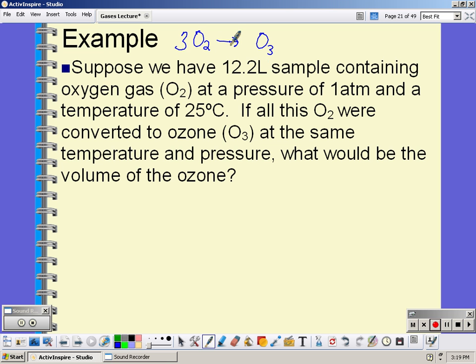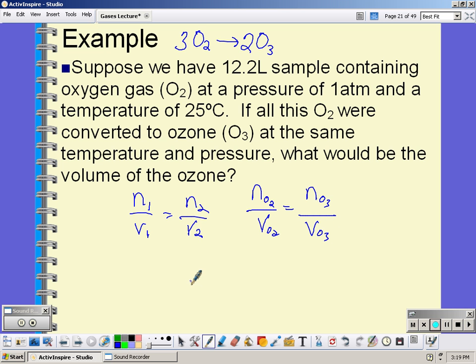n1 over V1 equals n2 over V2. So what we could do is, instead of doing 1s and 2s, we could use our molecules. So we could say the moles of O2 compared to the volume of O2 is equal to the moles of ozone over the volume of ozone. So we could say that 3, which is our coefficient, divided by 12.2 equals 2, which is the coefficient of ozone, divided by x. And then when we solve for x, we would get 8.13 liters.